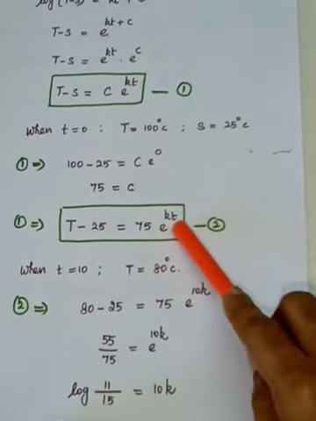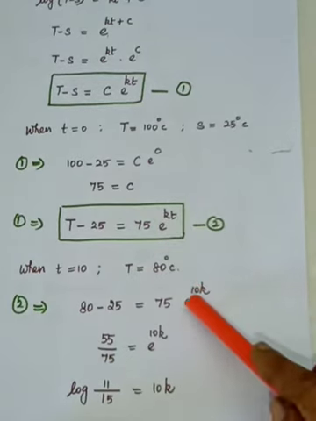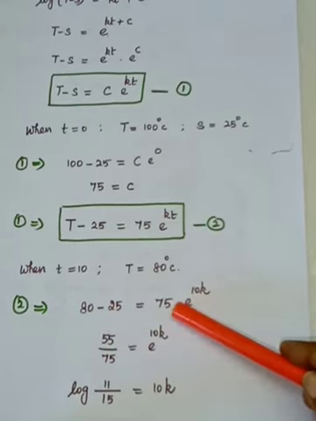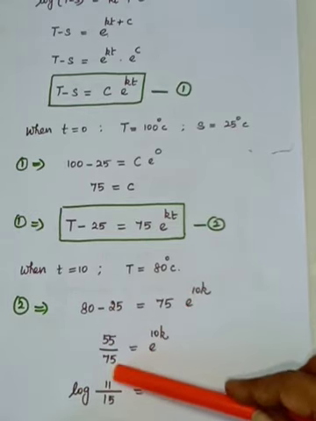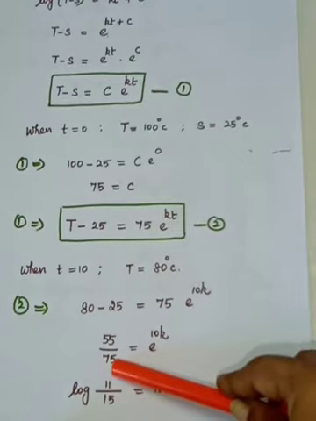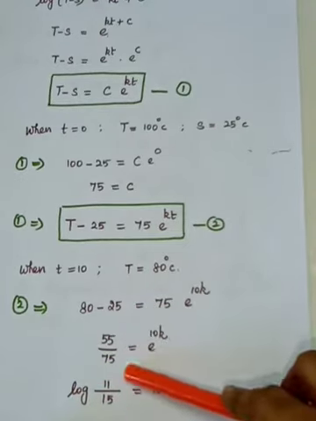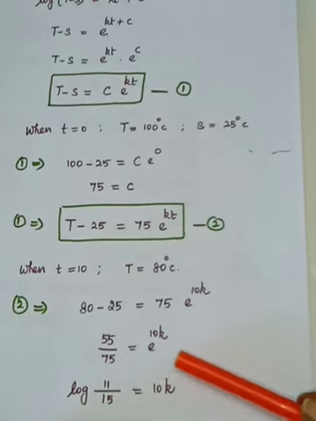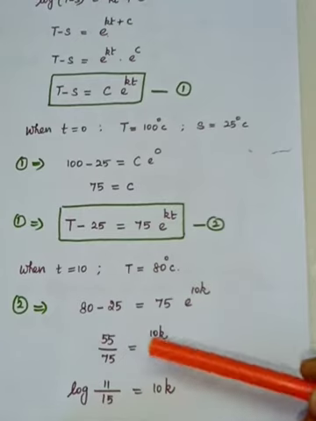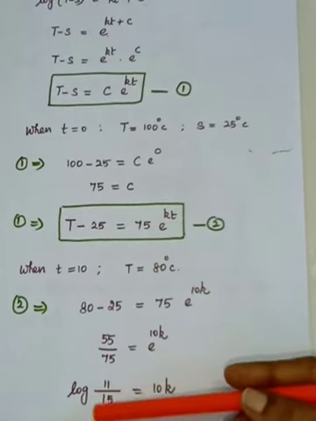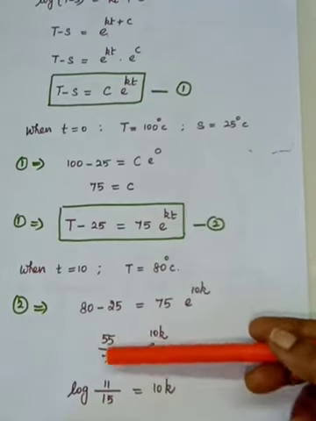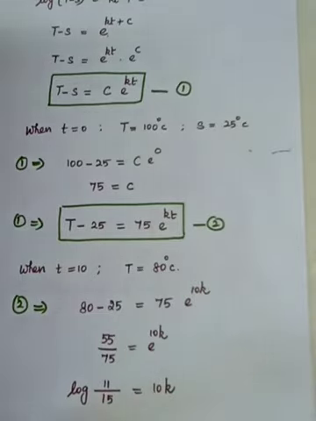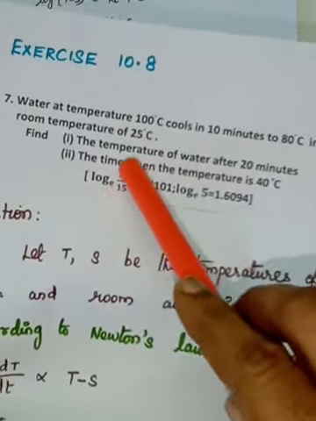In the place of t, what do you have to substitute? 10. So 10 into k, e power 10k. So 80 minus 25 is 55, divided by the 75. We can bring it to the left-hand side in the denominator. So 55 by 75 is equal to e power 10k. From this you can find the value of k. When you bring e to the other side, it is log of 11 by 15. How has 11 by 15 come? If you divide by 5, 55 can be written as 11 and 75 can be written as 15, because in the problem it is given log 11 by 15.